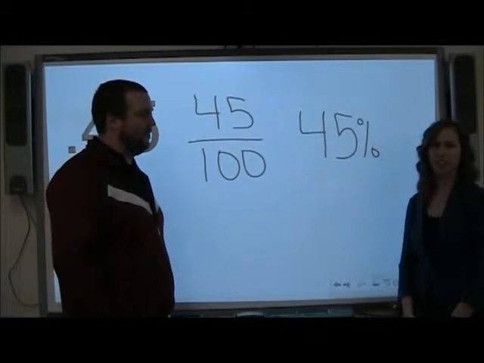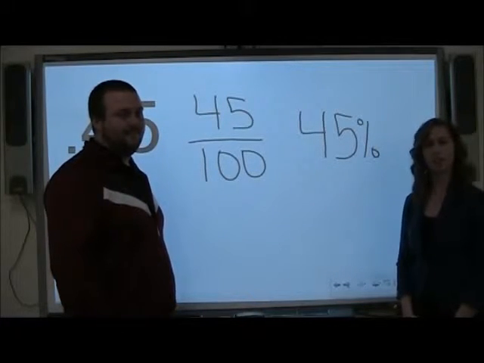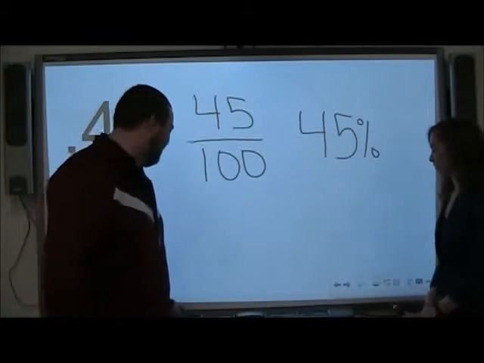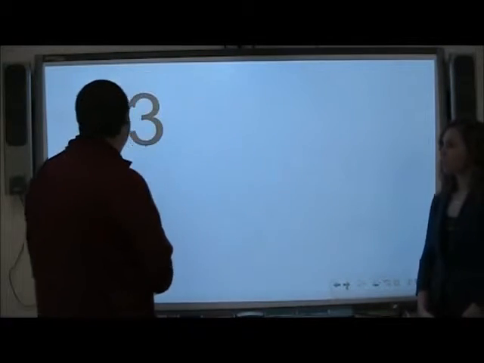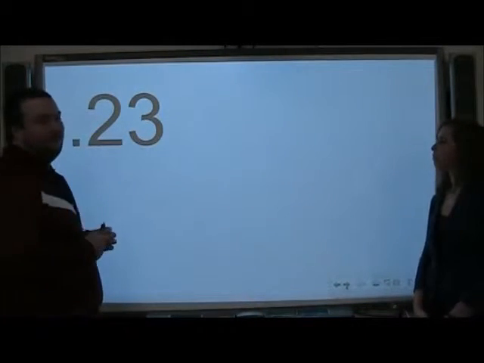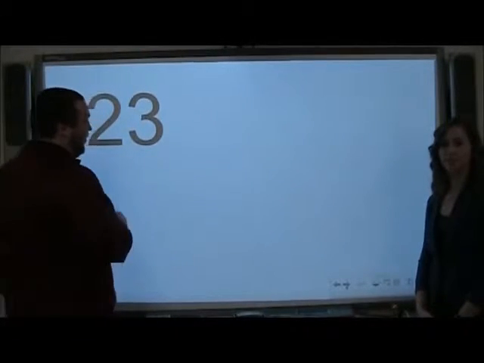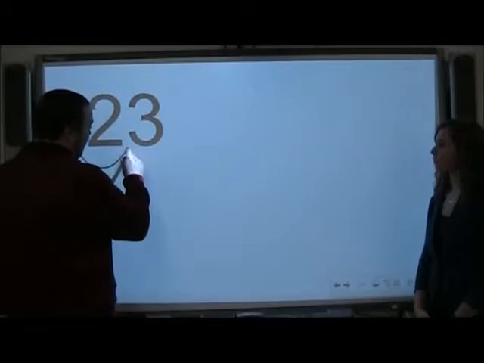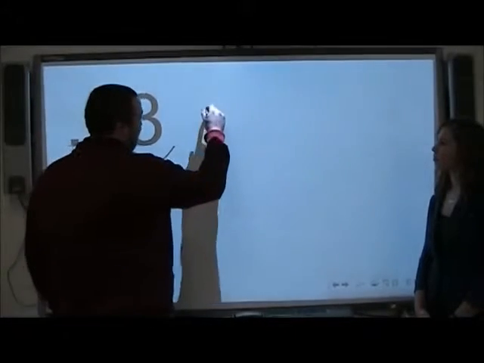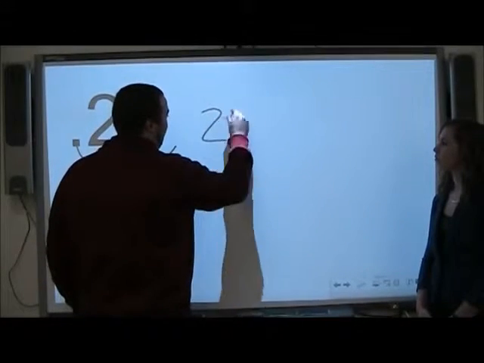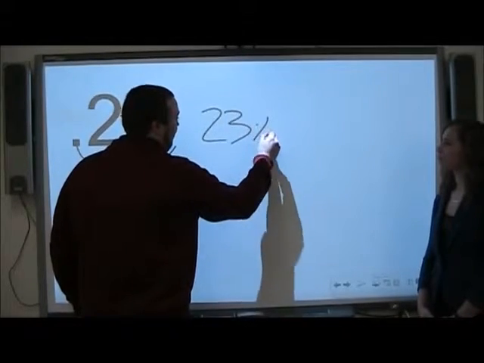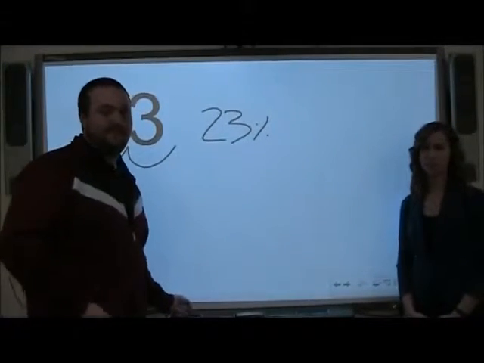This seems kind of tricky. Is there an easier way to convert a decimal to a percent? There is an easier way. Let's look at a different number. Okay. So with 0.23, there's a much easier way to convert this to a percentage. We just simply move the decimal place over 2 spots and add a percent sign. Wow, that's really cool.